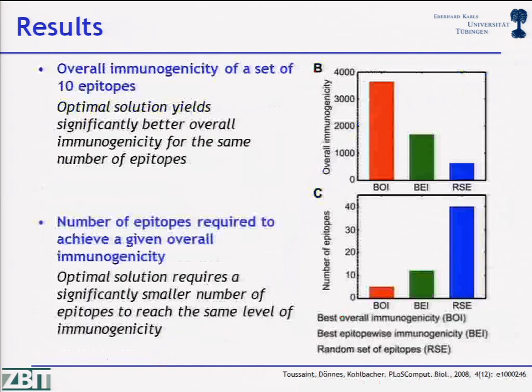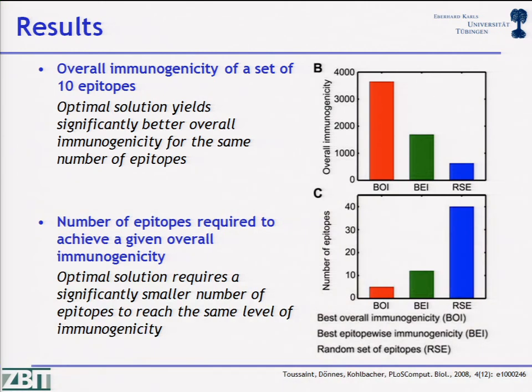You can also compare it to other strategies for selection of epitopes. So again, we try to maximize the immunogenicity given a set of at most 10 epitopes. And you can either use the optimal strategy, this ILP strategy, which is here labeled BOI, best overall immunogenicity, and we plot here the overall immunogenicity of this set of 10. And you can compare that to a greedy approach where you just take the best epitopes out of your set. And that gives about half the immunogenicity with the same number of epitopes.